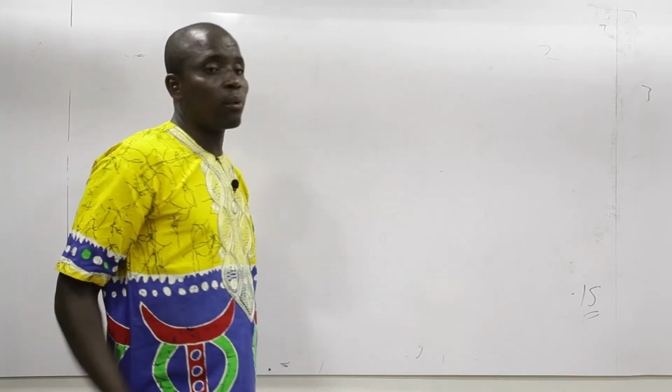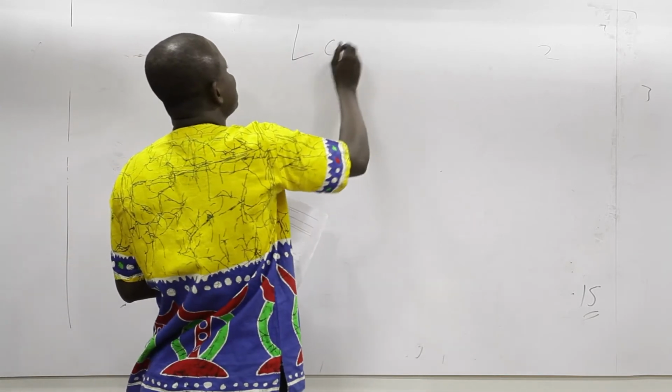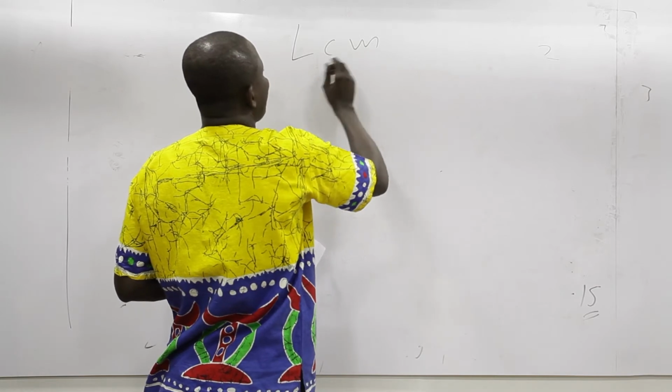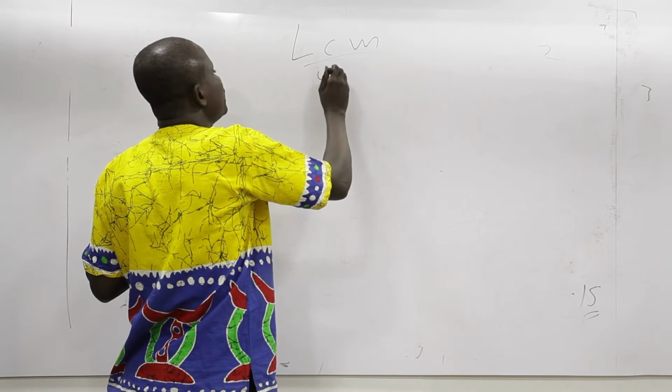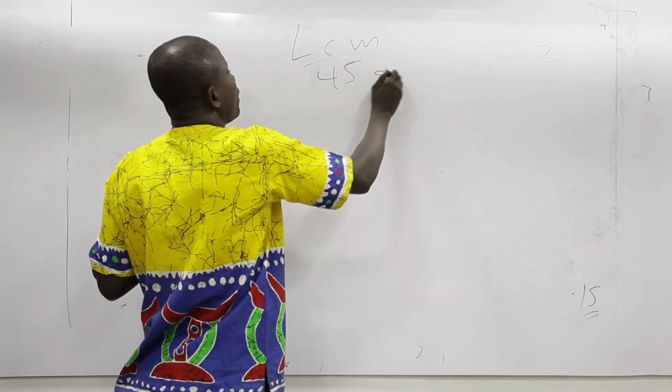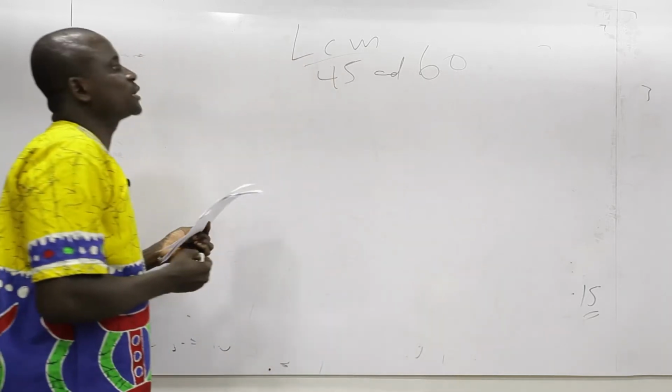I was saying that I want to remind you about how to find LCM of numbers. Let's say LCM, least common multiple of numbers. So let's say they ask you to find the LCM of, let's say, 45 and what? And 60. Okay? They ask you to find the LCM of 45 and 60.